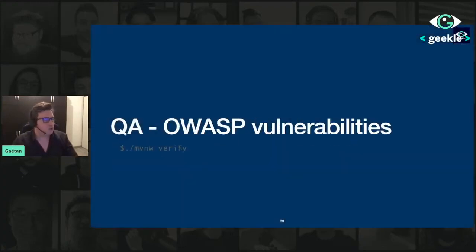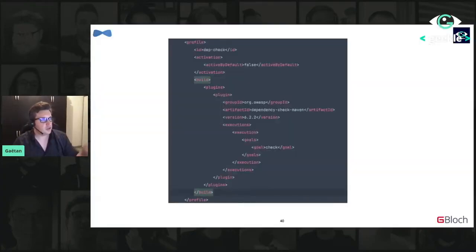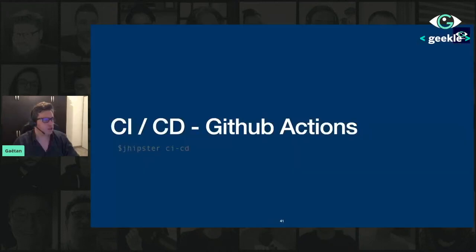QA also, you can do a verify to check the OWASP vulnerabilities on dependencies. It's not built into JHipster, so you have to add a Maven plugin. You can check my repo. So it's basically this plugin, dep check, and it's just checking the dependencies.